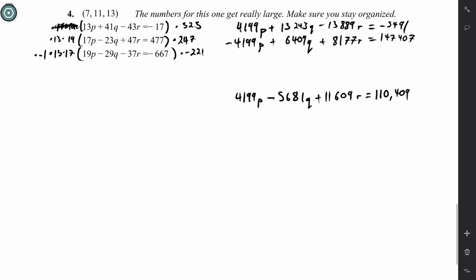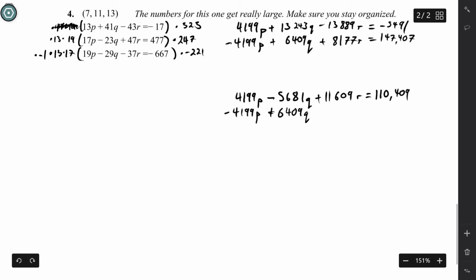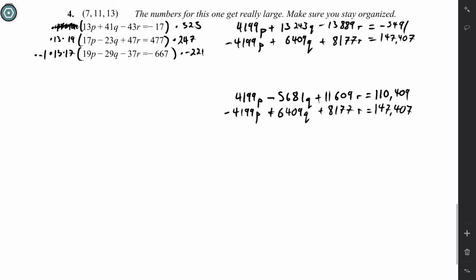All right. I'm going to take this same inverse equation and write it down on this bottom one, 4,199p plus, of course, 6,409 Q plus 8,177 R. And that equals, still the same, 147,000, I'm sorry, 407. Now we need to add down. Thankfully, we know what these equal. Those are just going to cancel out.